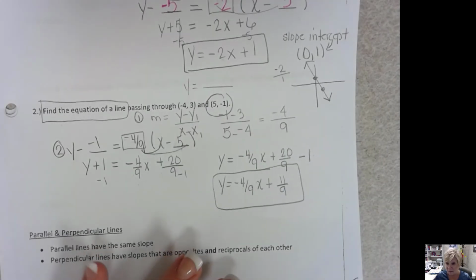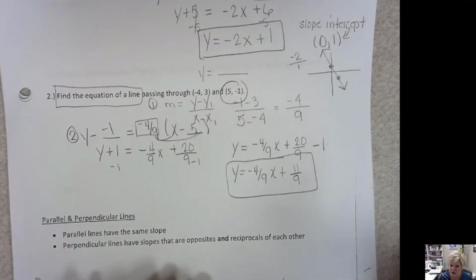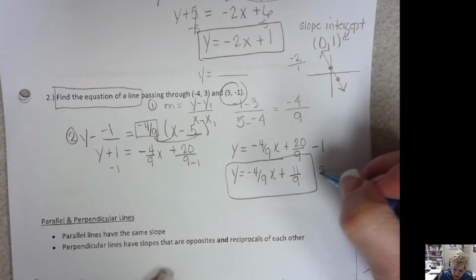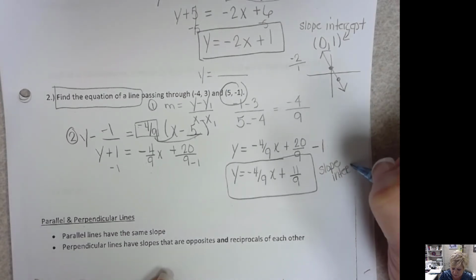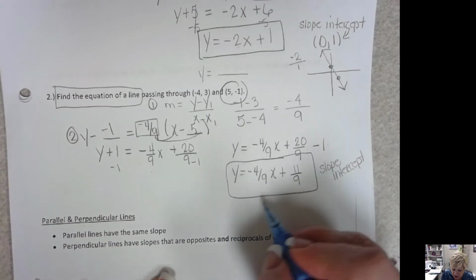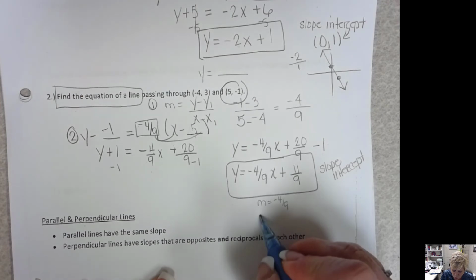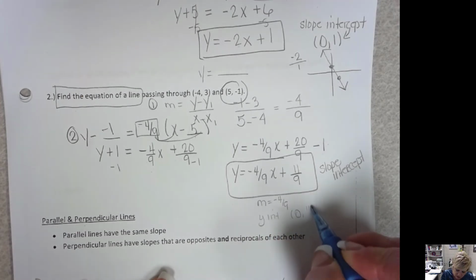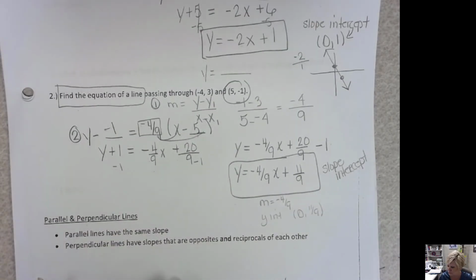If you didn't quite catch how I did that, that's the beauty of videos. You can always back up and play it again. If you find that I made an error on the video or said something wrong, you can email me and we can talk about it. So this is the equation of this line in slope-intercept form. If I wanted to graph it, my slope is -4 over 9. My y-intercept is 0, 11 over 9. We'll talk more about that in class.